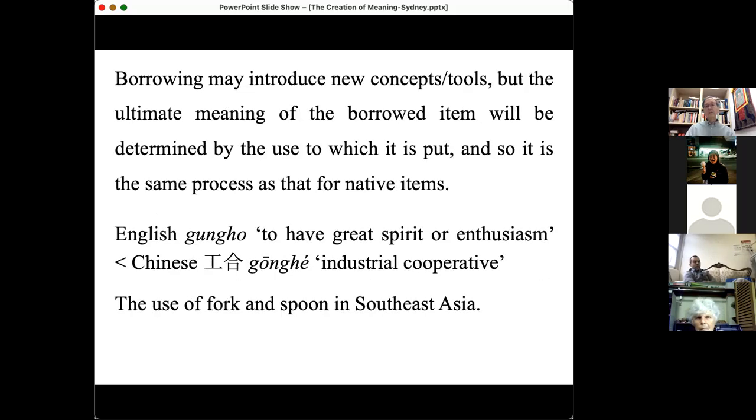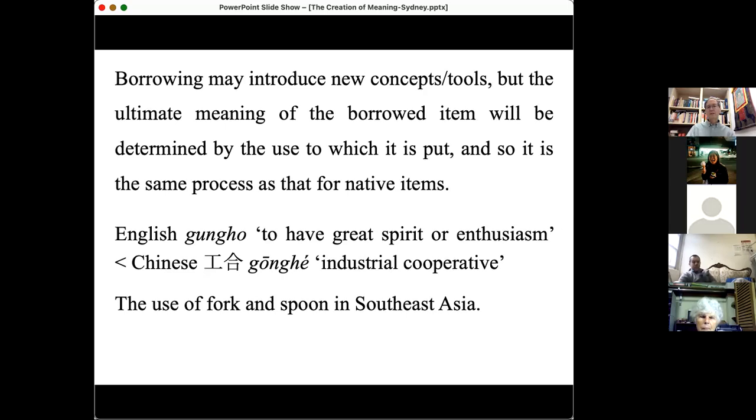Now, borrowing can introduce new concepts and tools, but the ultimate meaning of the borrowed item will be determined by the use to which it is put. And so it's the same process as for native items. The meaning is use, which of course goes back to Wittgenstein, but even earlier than that.